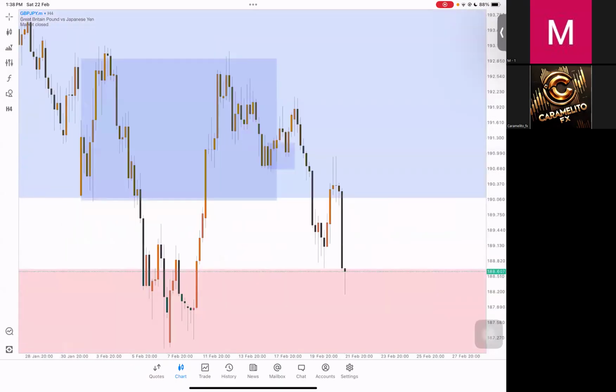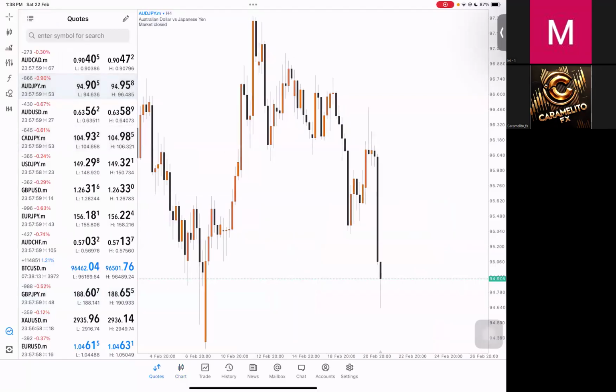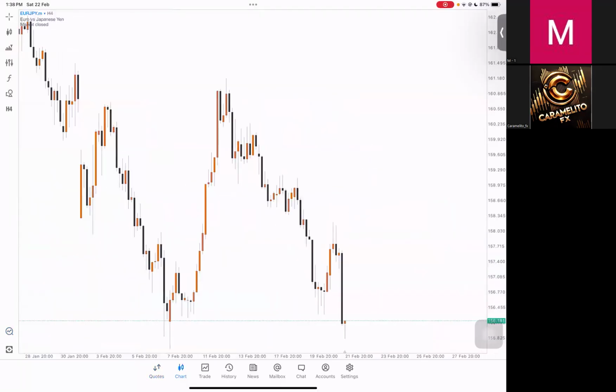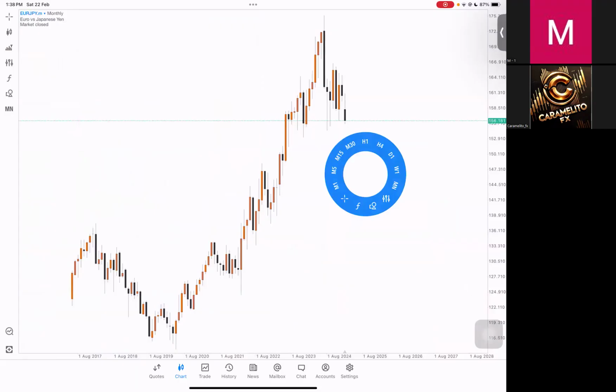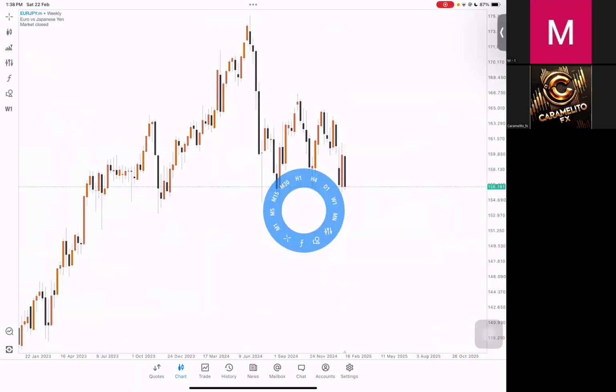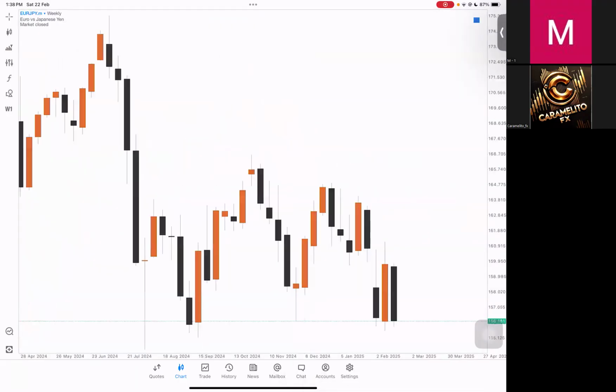Same goes for other pairs. Let's say any random pair, I just put any random pair. How do you find direction and storyline? Same thing applies. At least check on the weekly. After you check on the weekly, or at least monthly, only then can you understand what is going on in the high time frame.